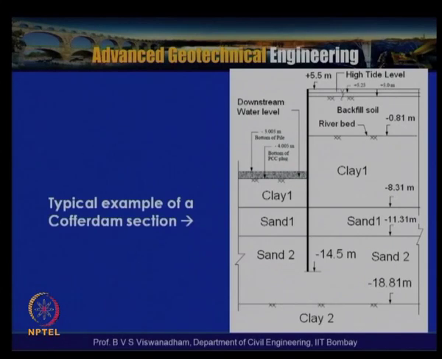This is in a river bed, where we have stratified soil. The riverbed starts at minus 0.81 meters here, and there is one type of soil, clay, which is fine grained in nature. This extent is about 7 meters or so. Then we have a sand, named sand 1, about 3 meters. Then for about 7 meters we have another sand type, and then there is a clay.